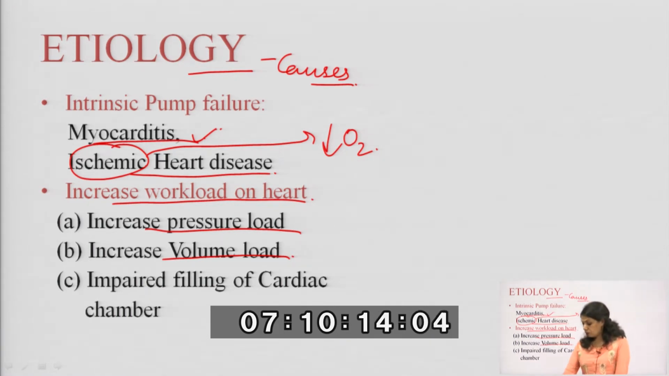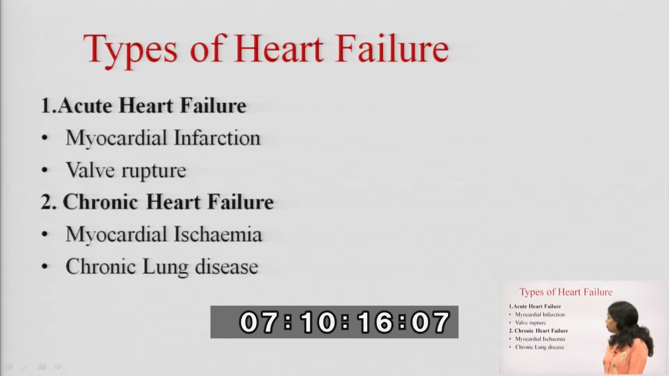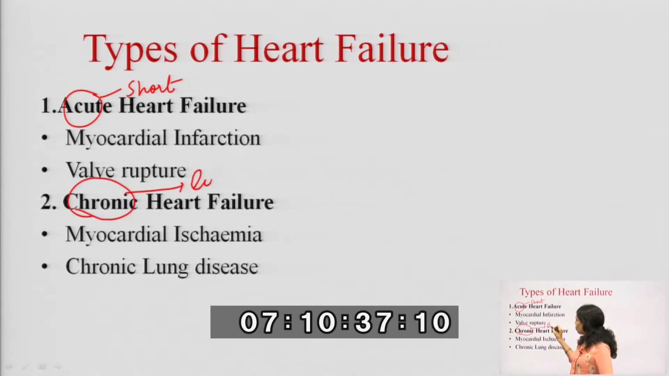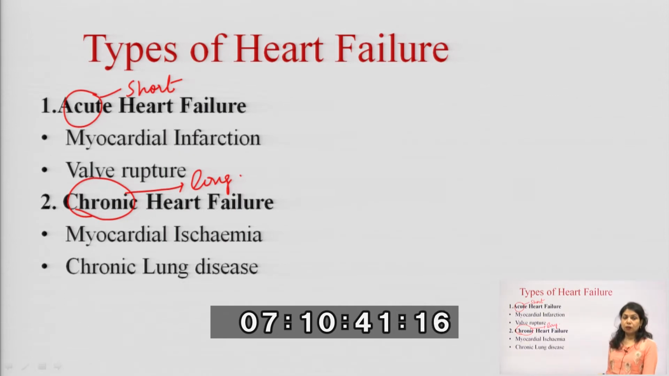Okay. So, next, the different types of heart failure. Number one is acute heart failure, and then chronic heart failure. Acute heart failure, as the term indicates, is for a short duration, whereas chronic means it is for a longer duration. Okay. Now, why is acute heart failure taking place?